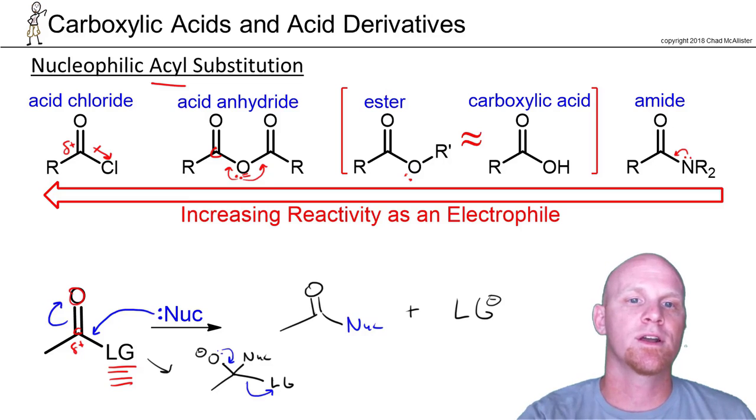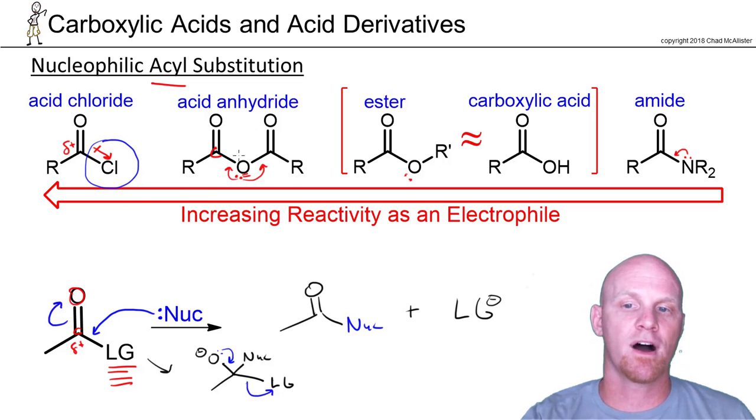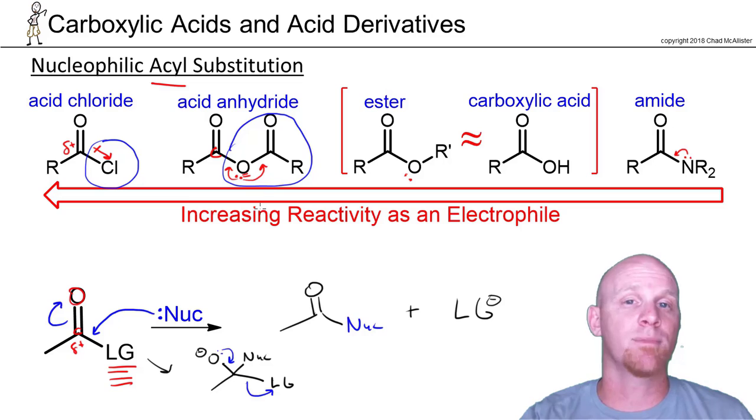Now there's one other way we can approach this, and that's to look at how good the leaving group is. In this case, chlorine is the best leaving group out of all the possible choices, and it's the best because after it leaves, it's the weakest base, the least reactive. Next on the list is the carboxylate, and after it leaves, you'll have a negative charge on the oxygen. It'll be stabilized by resonance.